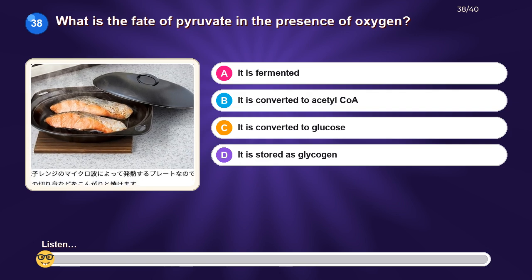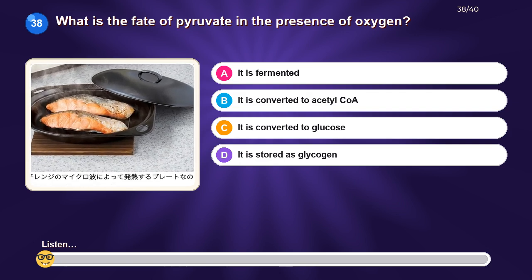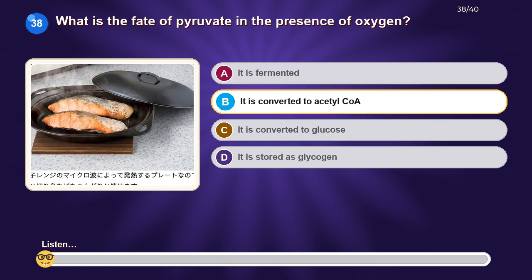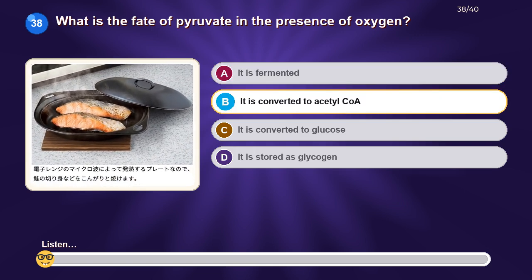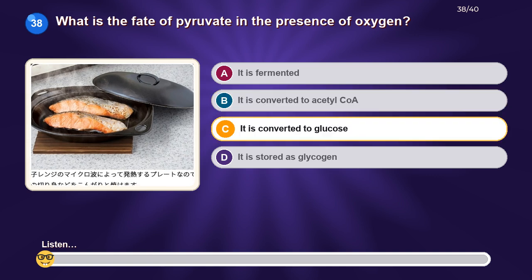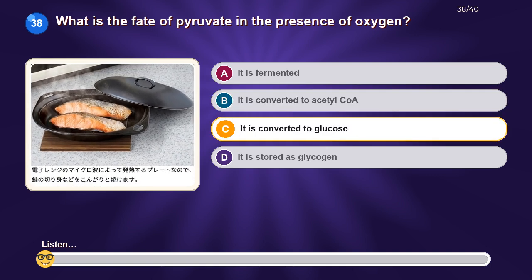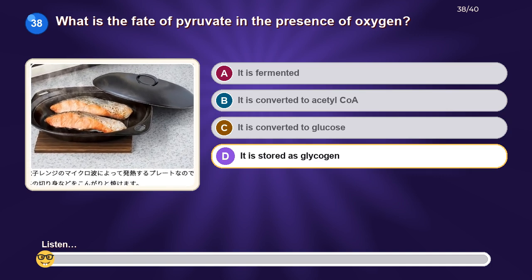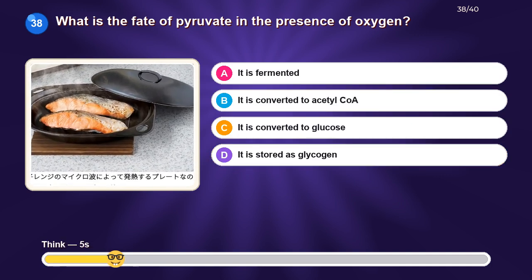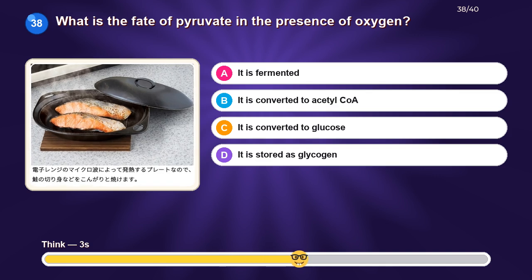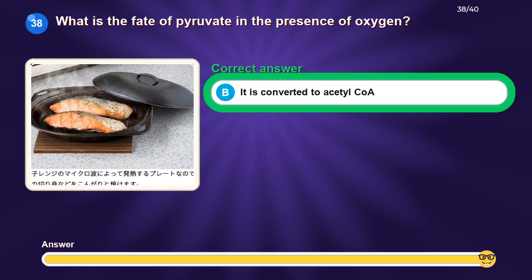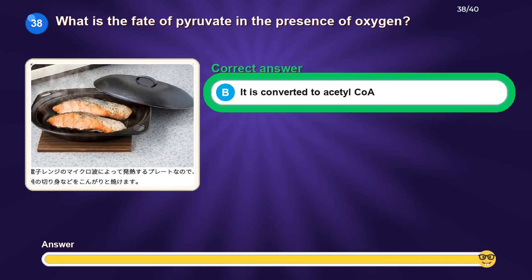What is the fate of pyruvate in the presence of oxygen? Option A, it is fermented. Option B, it is converted to acetyl-CoA. Option C, it is converted to glucose. Option D, it is stored as glycogen. The correct answer is, it is converted to acetyl-CoA.